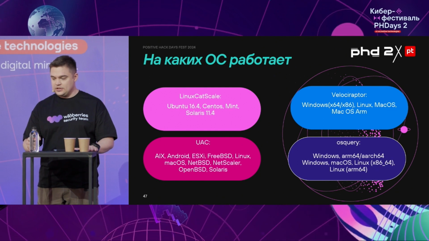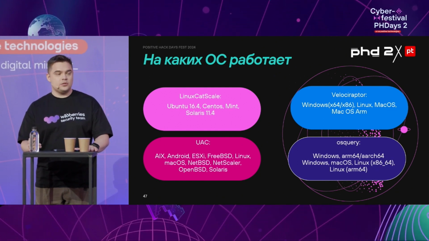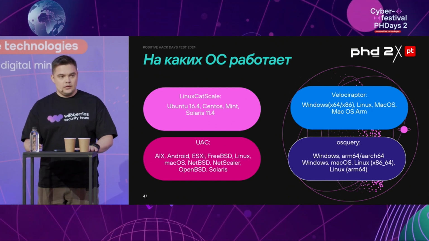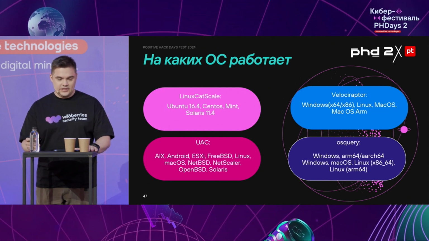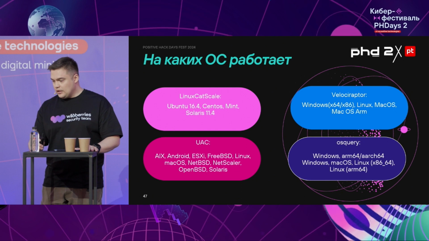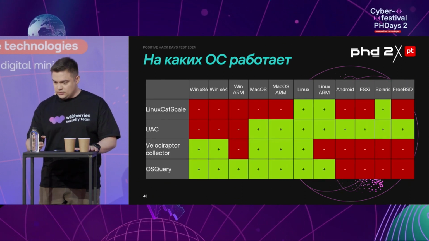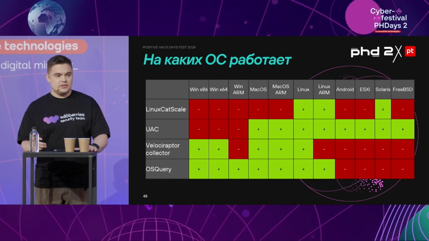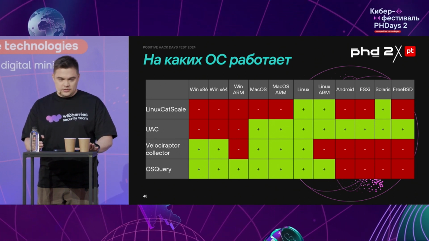So the first criterion of operation is what operating systems. This comes from either documentation to the tools, or from their interface, or from the README file. And I have prepared a comparison table for you about which operating systems they work in.